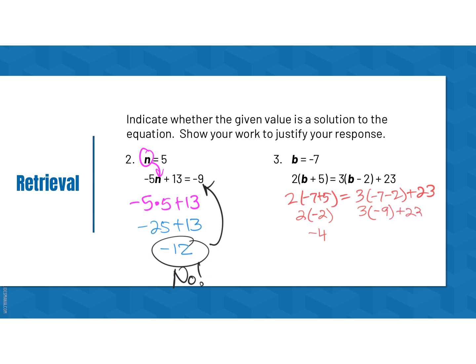And then plus 23. What is 3 times -9? It's -27. Then we add 23 to it. Negative 27 plus 23 is -4. Do both sides equal? Yes. So b equals -7 is a solution to number 3. Our answer here is yes. Notice how we can put our numbers in for the letters and see if both sides are equal. If both sides are equal, then that's a solution.